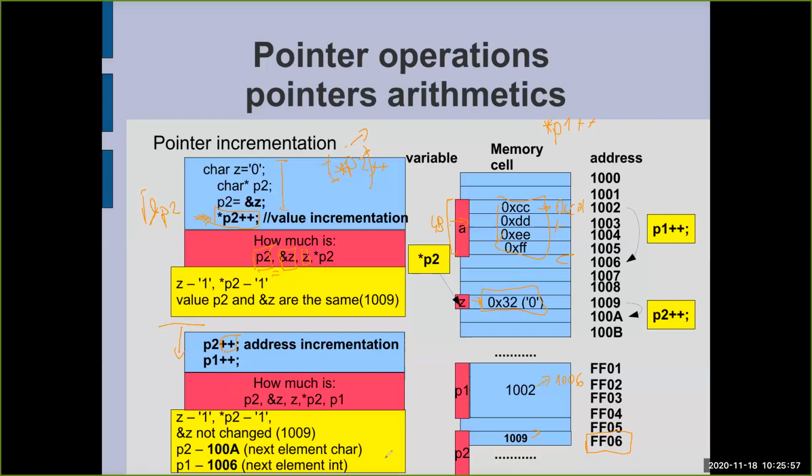Of course, having a pointer to char, if you increment P2, it increases the address by 1, because the character size is only 1 byte. So in this case, you get 100A. Yeah? So we increased it by 1, and our pointer will point to the next cell.